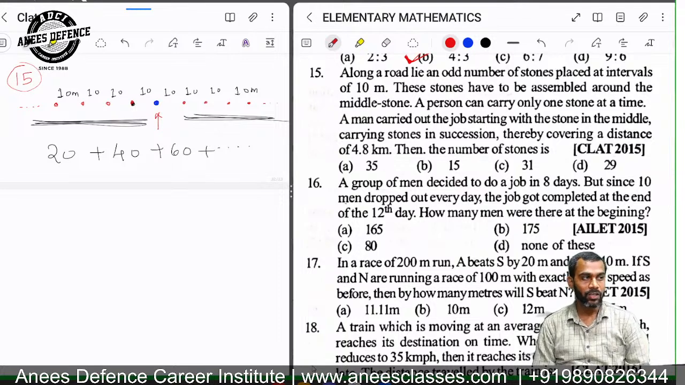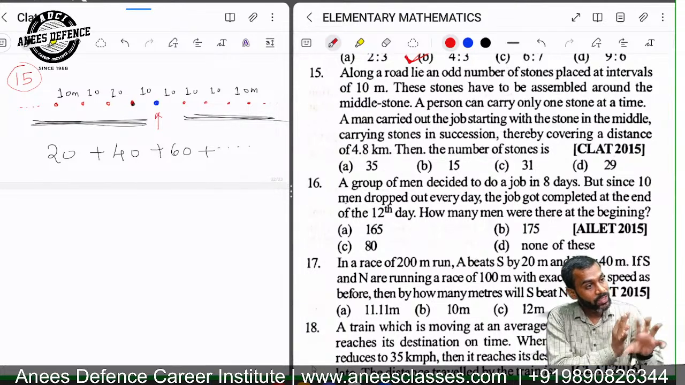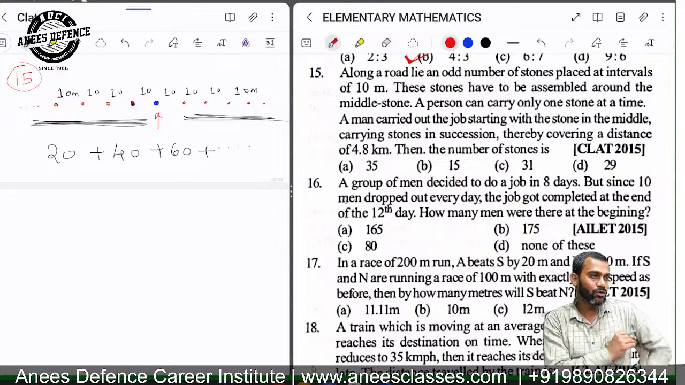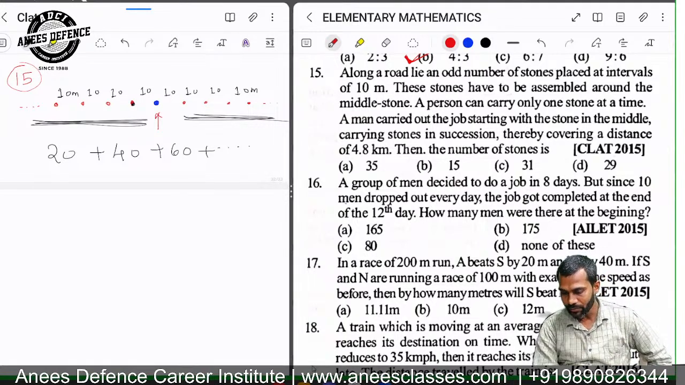So 2n plus 1. So we need to find out the value of n, and whatever the value, suppose you get n as 10. So 10 into 2, 20 plus 1, 21 stones would be there. Are you getting it or not? So 4.8 kilometers would be the total distance covered by the man if he assembles all the stones which are left of the middle stone. Purva, are you getting it or not?